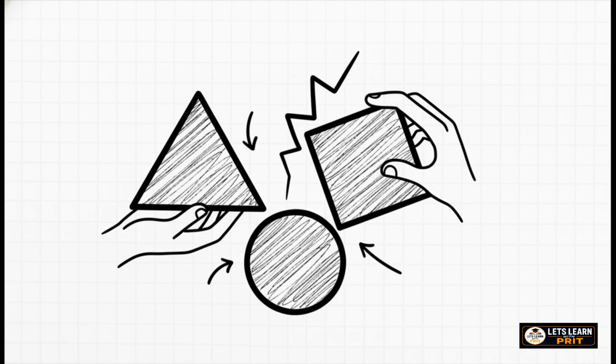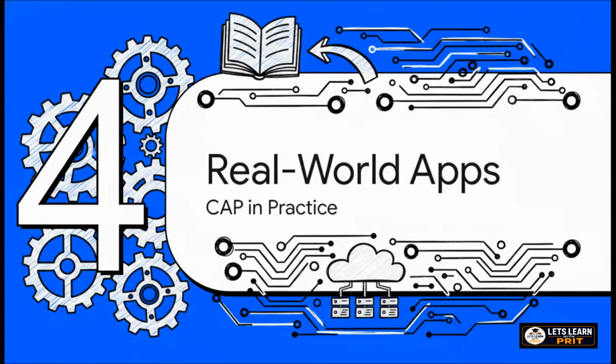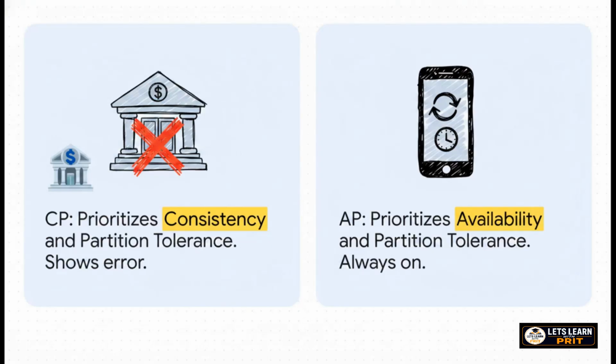That means you choose availability. You literally cannot have both when the network is broken. Which brings us to Section 4, real-world apps. And this brilliantly illustrates why different companies build their software differently.